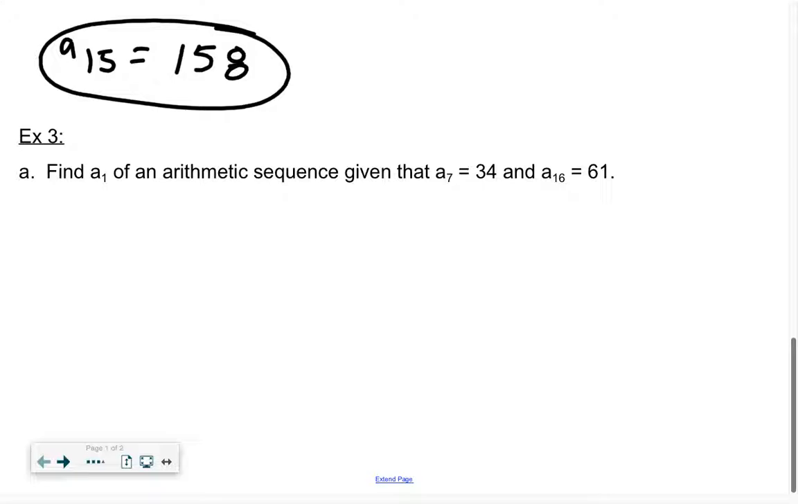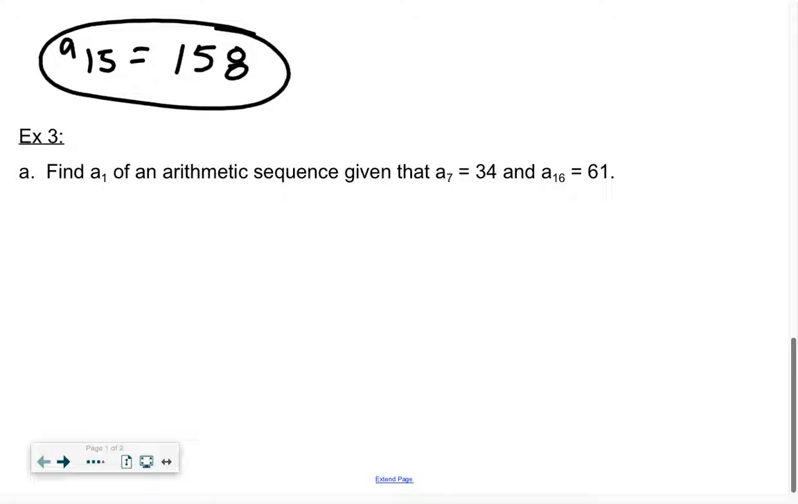Example number 3. They want us to find the very first term, a sub 1, of the arithmetic sequence given that a sub 7 is equal to 34 and a sub 16 is equal to 61. Interesting. So they've told you that domino number 7 has number 34 written on it. Domino number 16 has the number 61 written on it. We want to know what's the number that's going to be written on the very first domino. Make sense? So again, we start by asking the question, what's the common difference here?